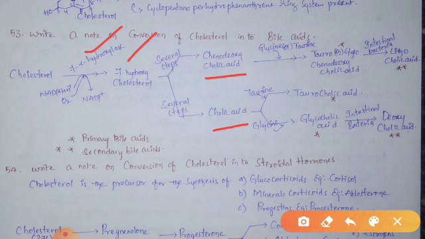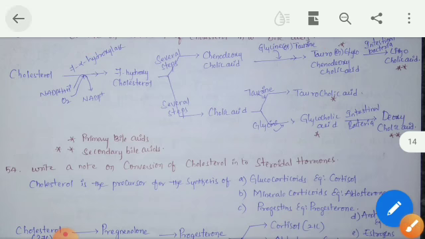By the combination with glycine, chenodeoxycholic acid can be converted into tauro or glycochenodeoxycholic acid, and intestinal bacteria convert this into lithocholic acid. So lithocholic acid is a secondary bile acid. Tauro or glycochenodeoxycholic acid is the primary bile acid.